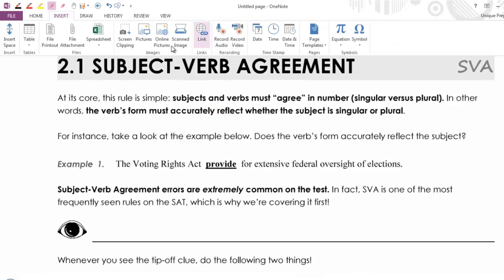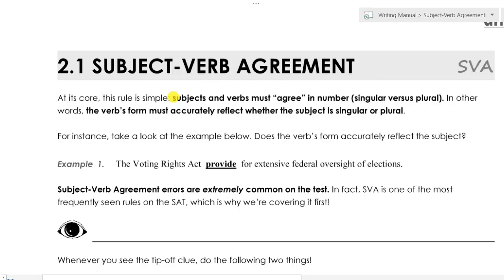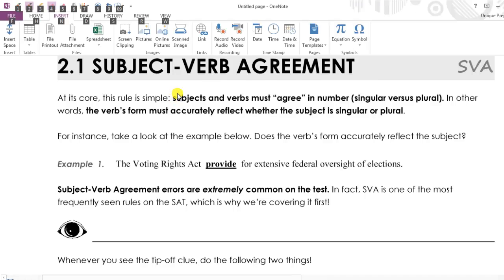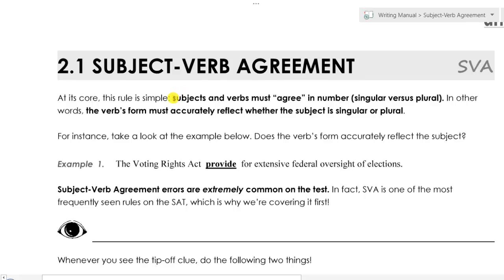Well, it says right here what subject-verb agreement is. Subjects and verbs must agree in number. You might want to grab a highlighter, and it's not a very straight highlight, but you might want to grab a highlighter and highlight this stuff. We have to make sure that our verbs and our subjects match, that depending upon whether the subject is singular or plural, the sentence's verb accurately reflects whether that subject is singular or plural.